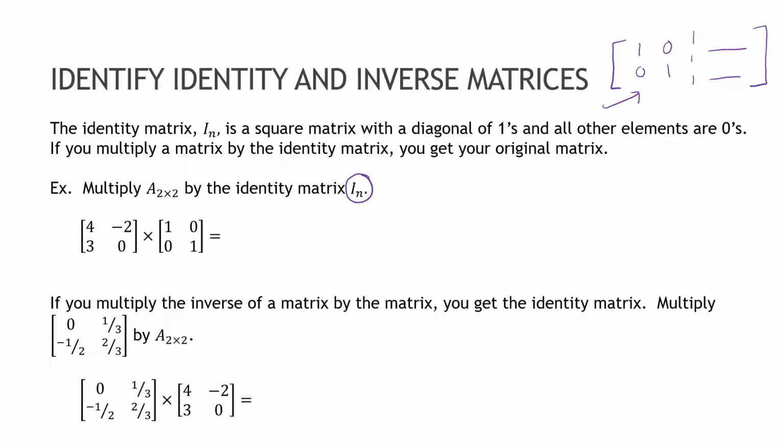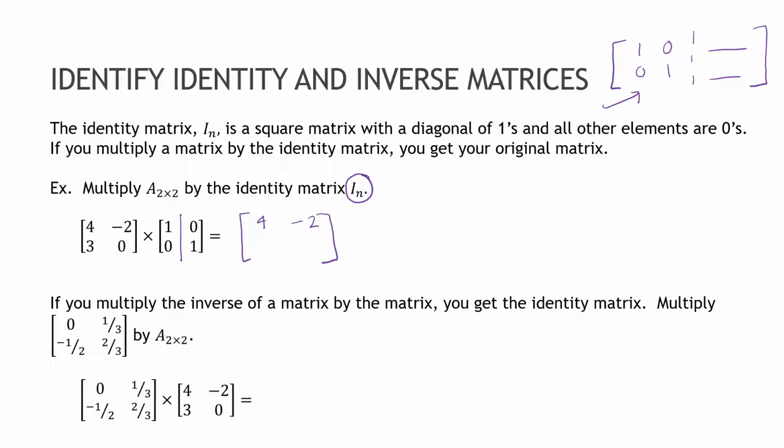What's great about the identity matrix, in addition to what it does for us in Gaussian and Gauss-Jordan elimination, is if I take a square identity matrix and multiply it by any matrix, I should end up back where I started. So here I should get 4 times 1, which is 4, plus 2 times 0, which is 0. So that's 4. And then 4 times 0, which is 0, plus 2 times 1, which gives me negative 2.